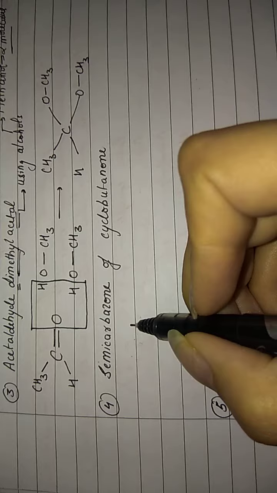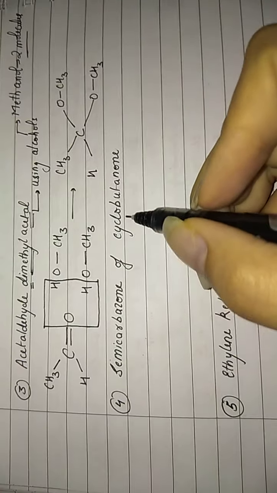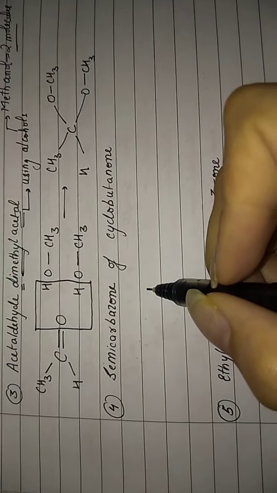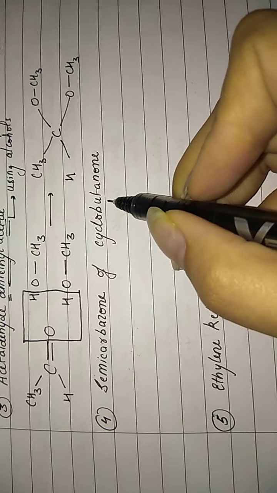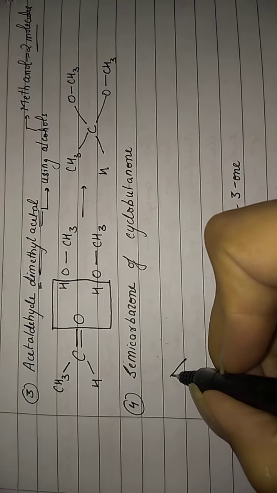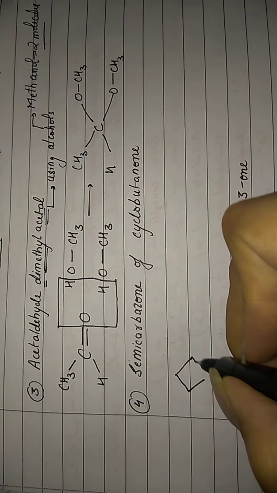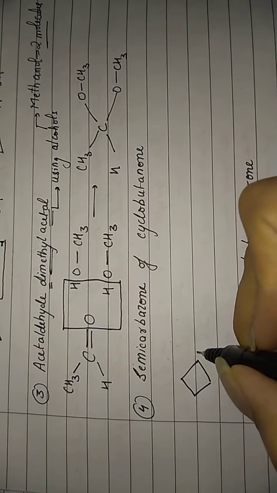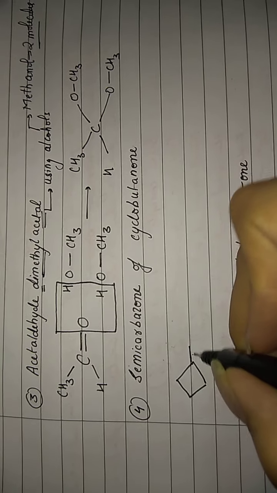Okay, now moving to the next, semicarbazone of cyclobutanone. Now this part is again from ammonia derivatives. First of all, you draw your cyclobutanone. I draw my cyclobutane ring, and cyclobutanone means it is a ketone, so I draw it like this, just like I had drawn cyclopropanone.